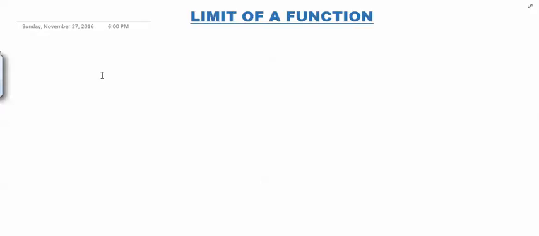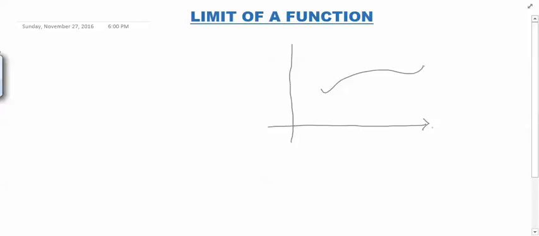Hello friends, in this video we'll study the limit of a function. Suppose you have a function f of x whose graph is something like this. This is your x-axis and this is your y is equal to f of x axis. And this is the graph of the function. This is your f of x.